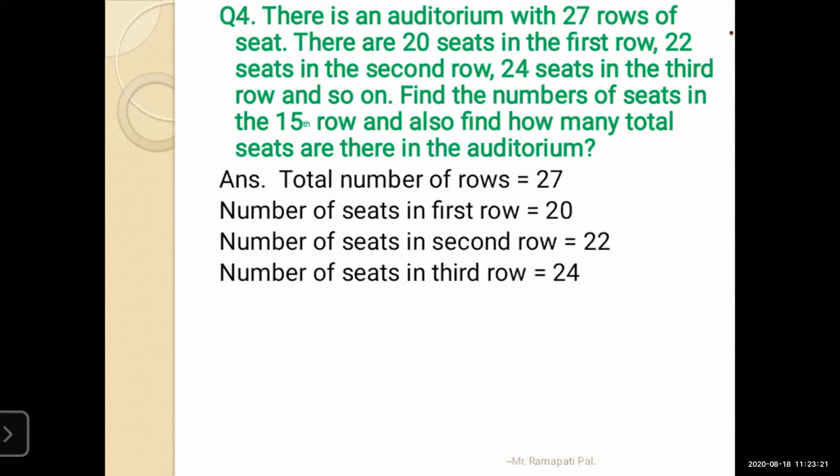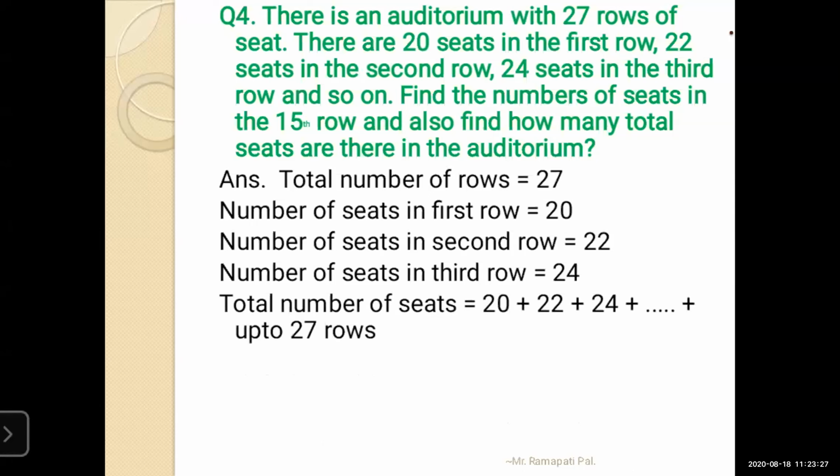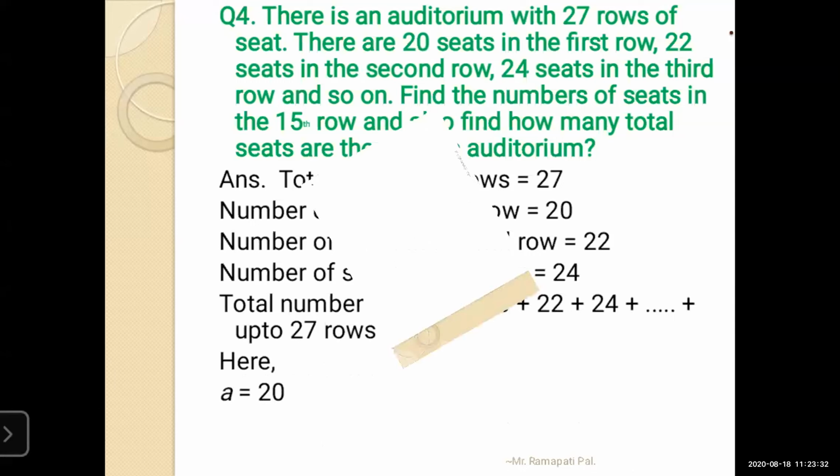Okay, let's see what we have written, whether that is correct or not. So we know what A is, that is 20. We know what D is, that is 2. And we know what N is, that is 27. So which formula are you going to use now?